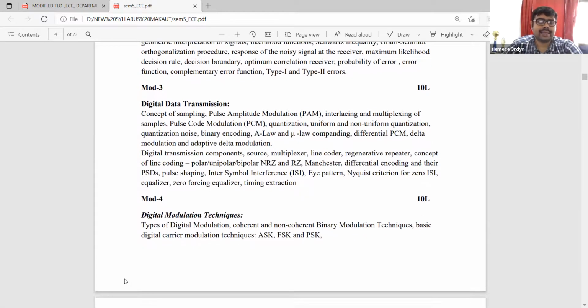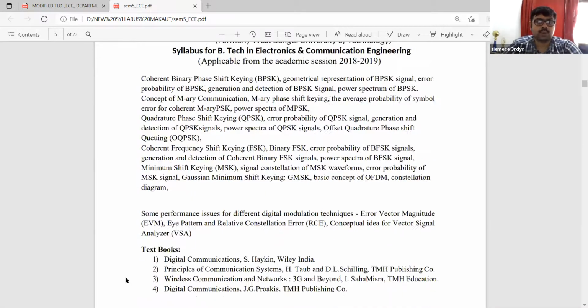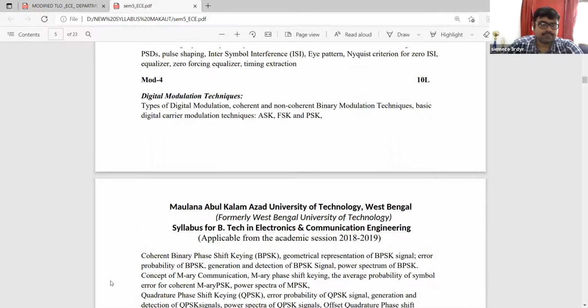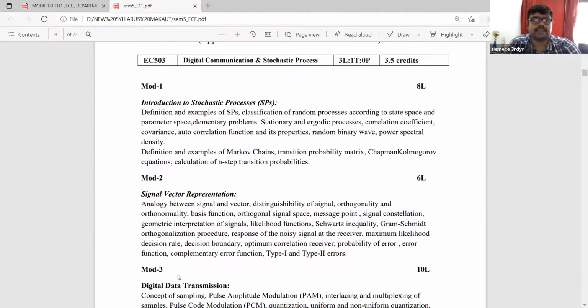module 1, 2, 3 as well as 4, different modules are there, though module 4 is the lengthiest one. So module 1, you see that is a definition, that is the introduction to the stochastic process, SP's function. So definition and examples of SPs, classification of the random process according to the state space and the parameter space, elementary problems, stationary and the ergodic processes, correlation coefficient, covariance, autocorrelation function and its properties, random binary wave, power spectral density. Definition and examples of Markov chains, transition probability matrix, Chapman-Kolmogorov equations, calculation of n-step transition probability.